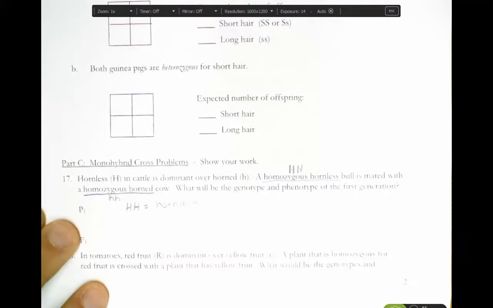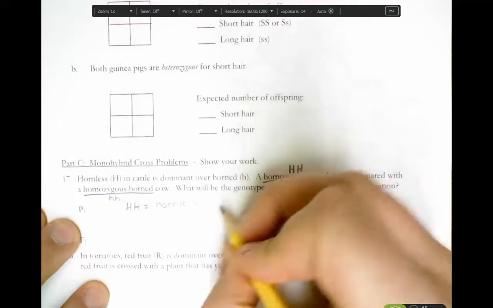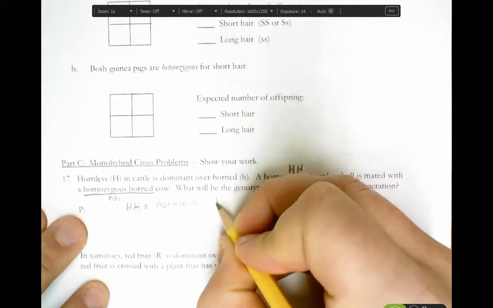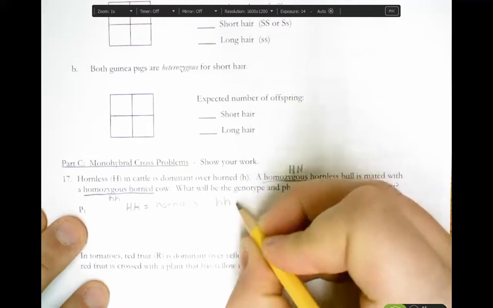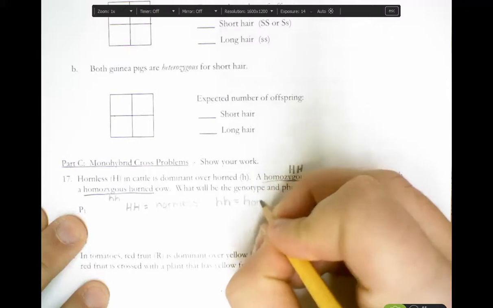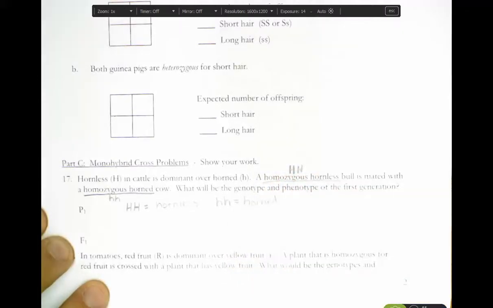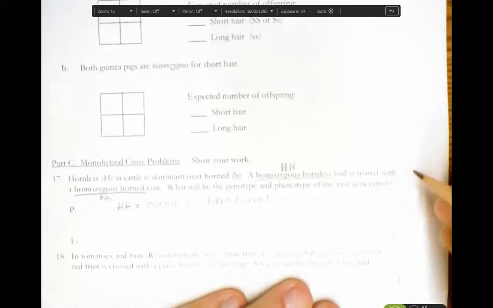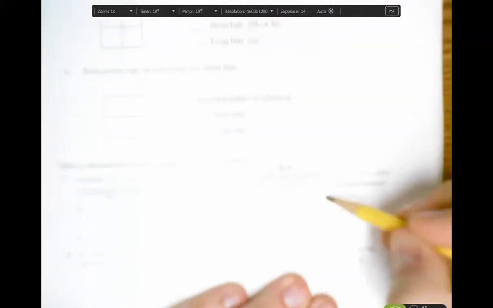Alright, now we've got the other parent, the cow. She is homozygous horned. So what did we say her genotype was? Yup, small h, small h. And what is her phenotype then? What physical trait does she express? She's horned. Alright, now let's do a cross and figure out what the offspring will have for this cross. So I'm going to draw my Punnett square.